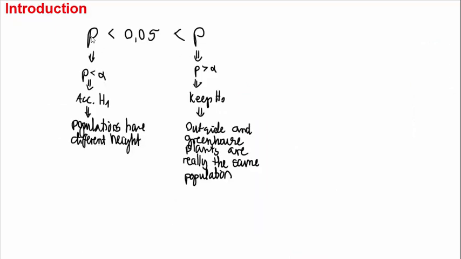In other words, p less than 0.05 means we accept the H1, the alternative hypothesis, that the populations have different height. But if p is larger, we keep the null hypothesis that these two plants actually belong to the same population, at least in terms of height.